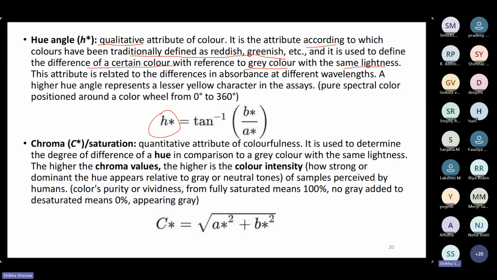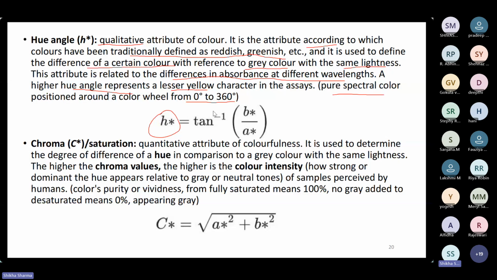So it tells basically, in the pure spectral color, which is from the color wheel, 0 degree to 360 degree, which color is there from the pure spectral color. This attribute is related to the differences in the absorbance of different wavelengths. So if there is a high hue angle, that means lesser yellow characteristics will be there.